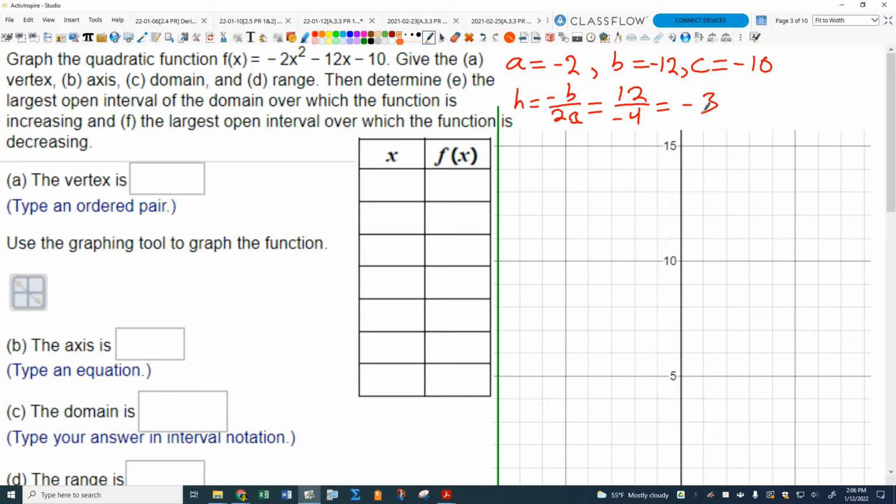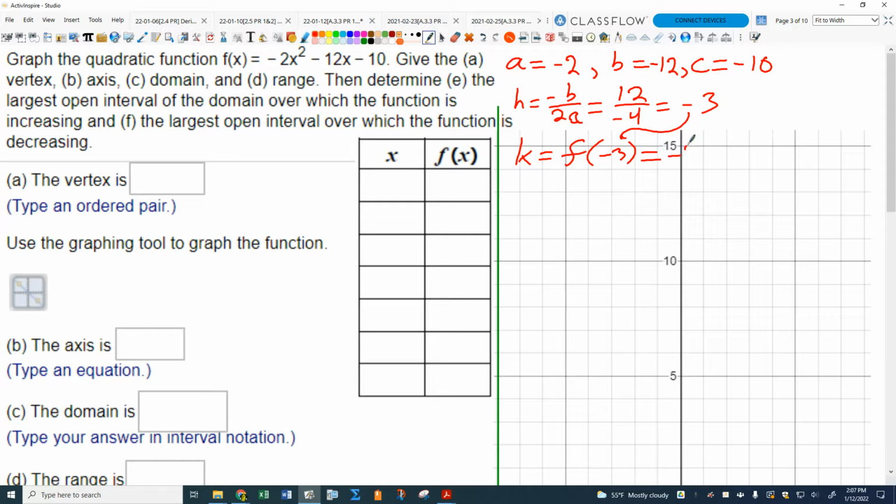Okay, so h is negative 3. How do I calculate k? Yeah, f of h. You gotta plug it in, right? Anytime I want to calculate a y value, I have a function. I'm just going to input the x value to calculate the y value, right? So k is f of negative 3. So I'm just plugging it into my function.